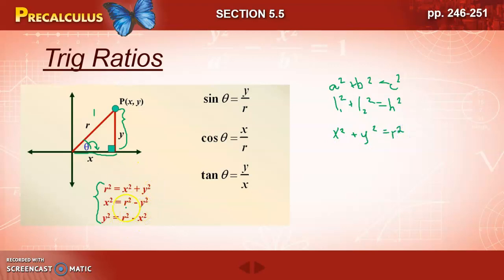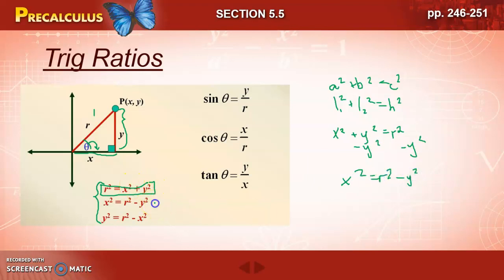Okay, so you see that one right here. x squared plus y squared equals our radius squared. That's this first one right here. We can rewrite that in different ways. Let's say we wanted to solve that in terms of x. Well, to solve that for x, we would have to subtract, right? So we get x squared equals r squared minus y squared, right?